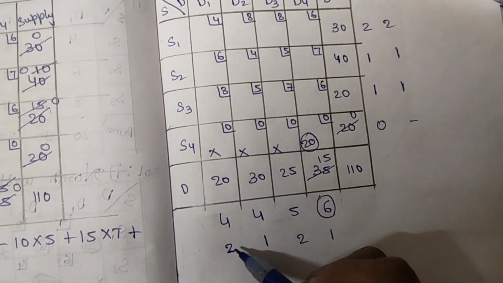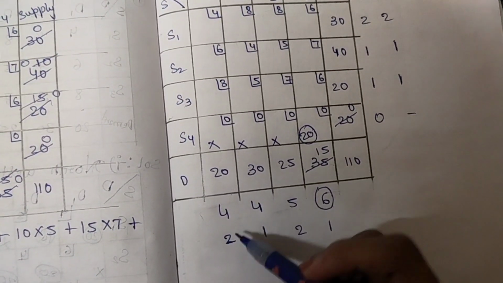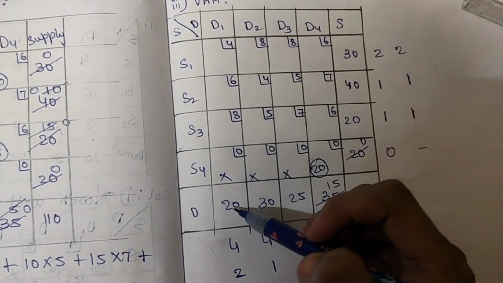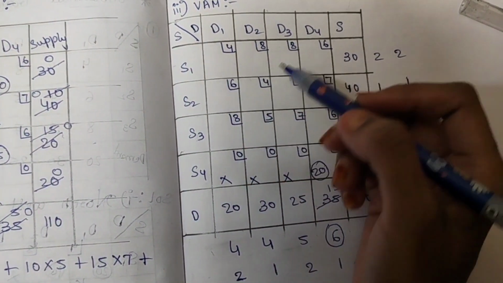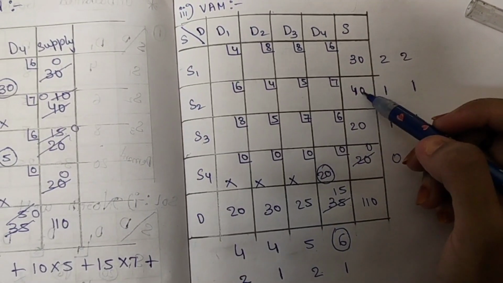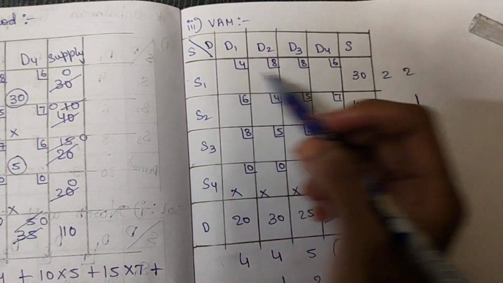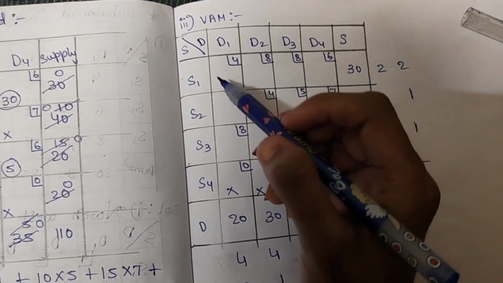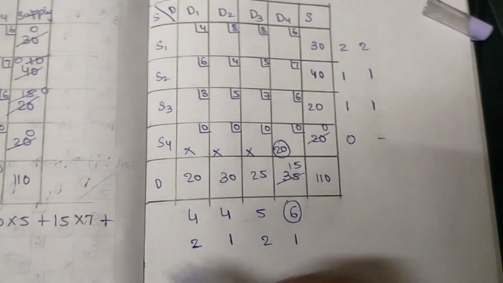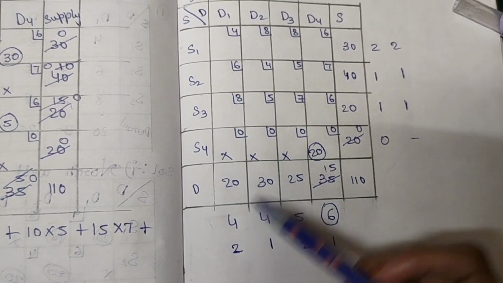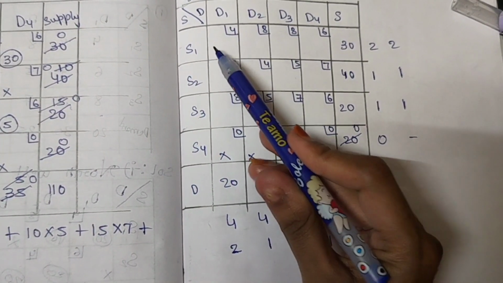Again we have to check which has to be allocated. For this column, the least cost is 4. If we allocate for 4, 20 and 30, that is 20. For this column, the least cost is 5: 25 and 40, 25. And when you look at this row, we have 4 as the least cost, 20 and 30. We will allocate 20. So after checking all the costs, we have decided to allocate this cell, because we have to check 20 and 30. So we can allocate 20 for this cell.